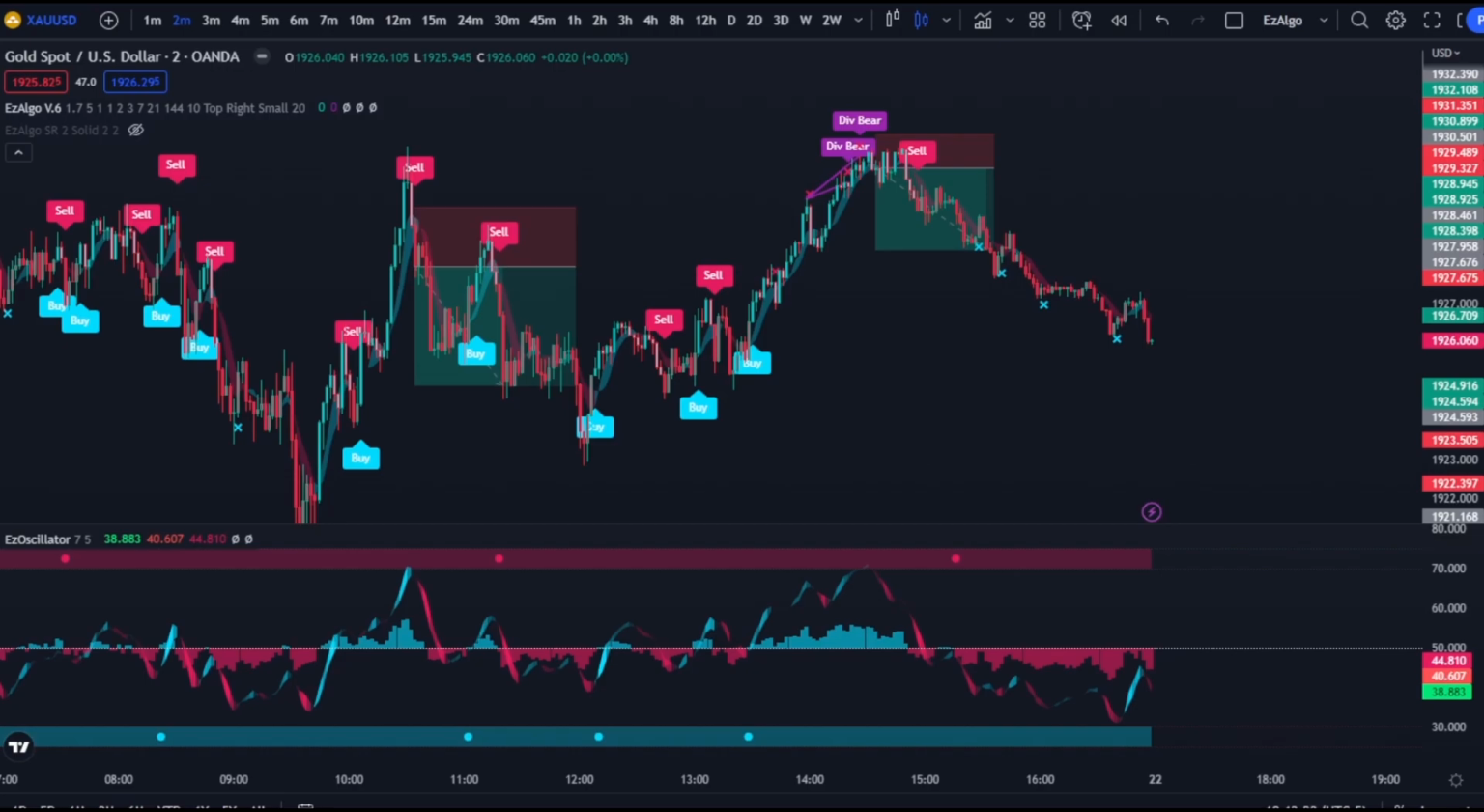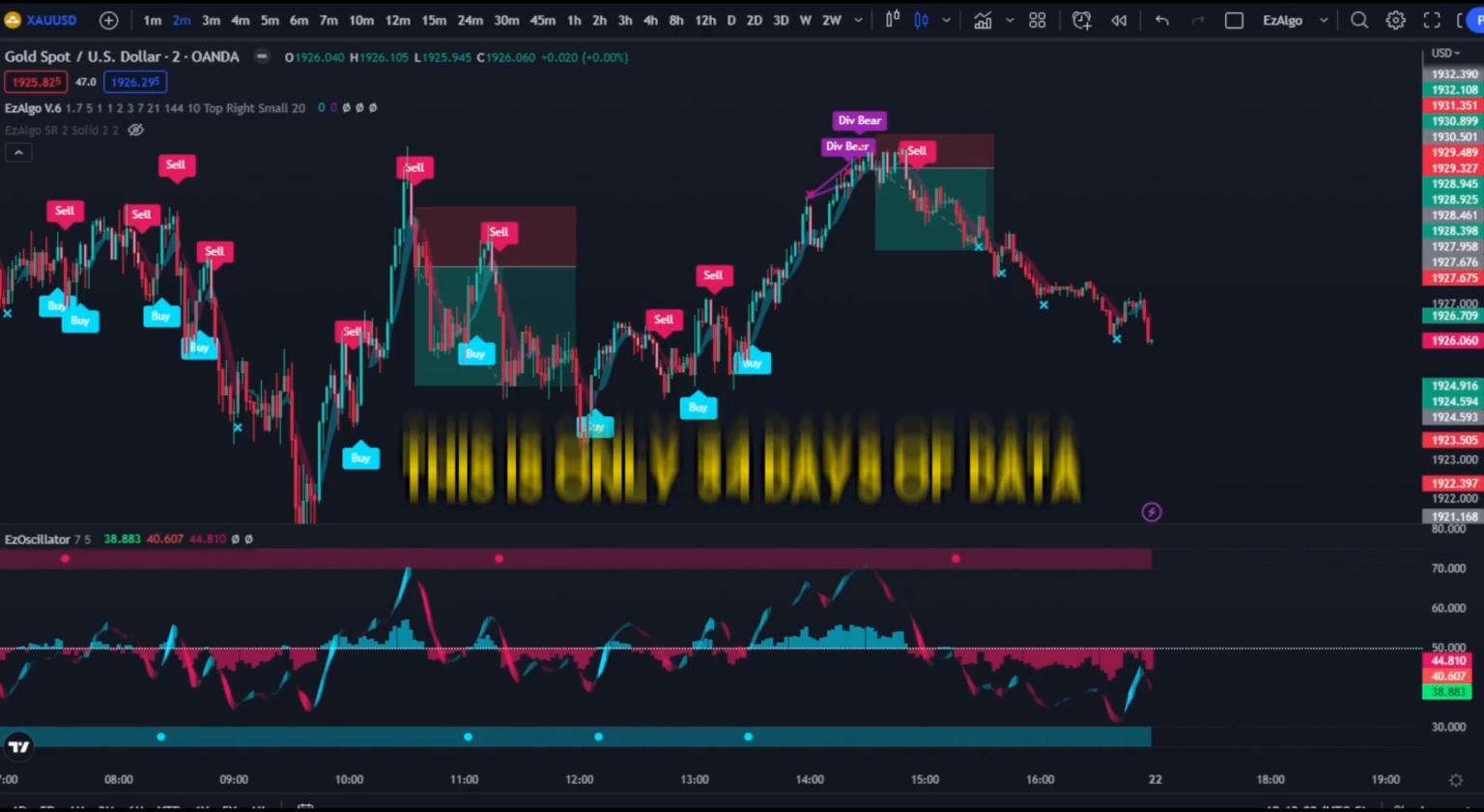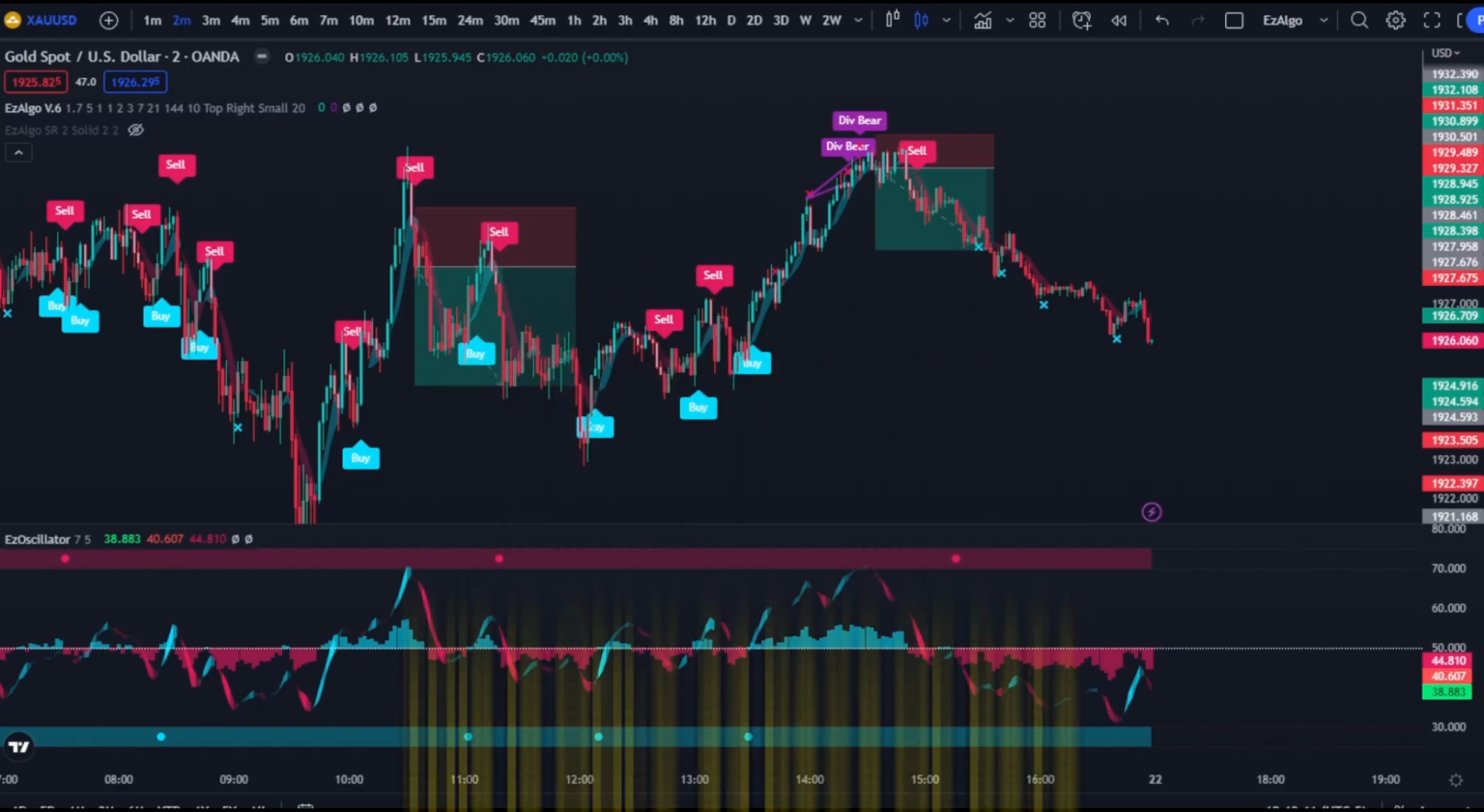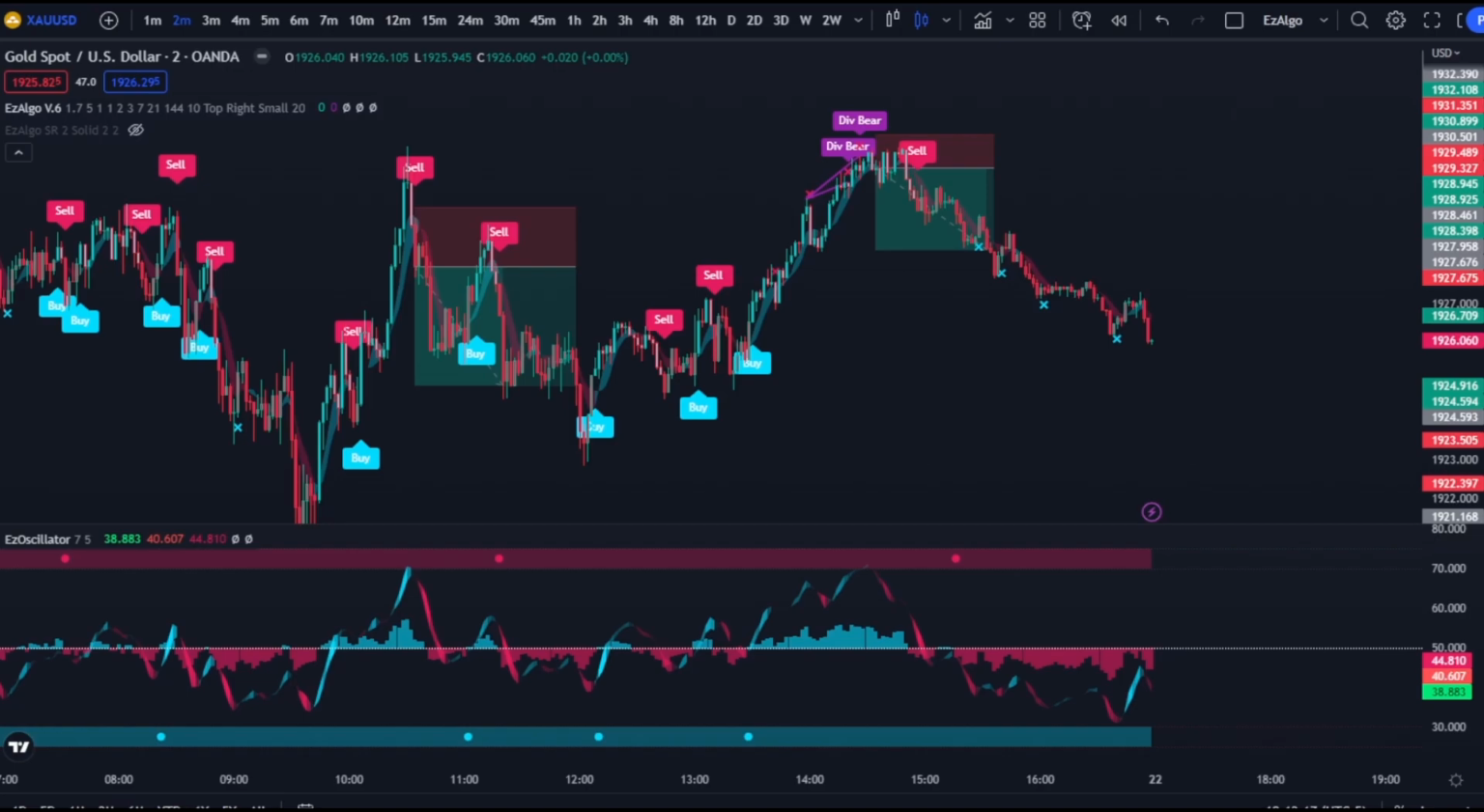Also, this strategy is actually recommended for the Heikin-Ashi candles, and obviously I backtested with the standard Japanese candles. If I backtested in Heikin-Ashi candles, I think the results would be a lot better. But also, I know some people have a problem with Heikin-Ashi candles, which is why I moved to Japanese for this video. But remember, this is only 34 days of data, so it's not a long-term proven and tested strategy.